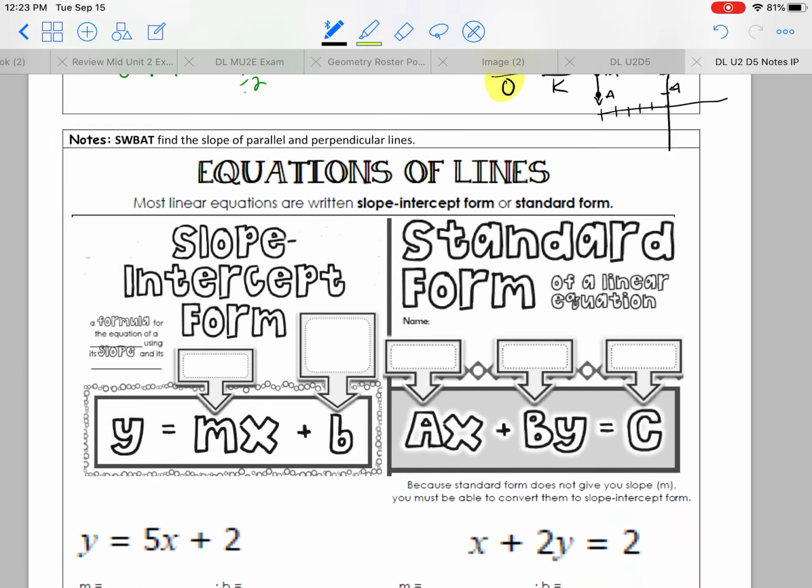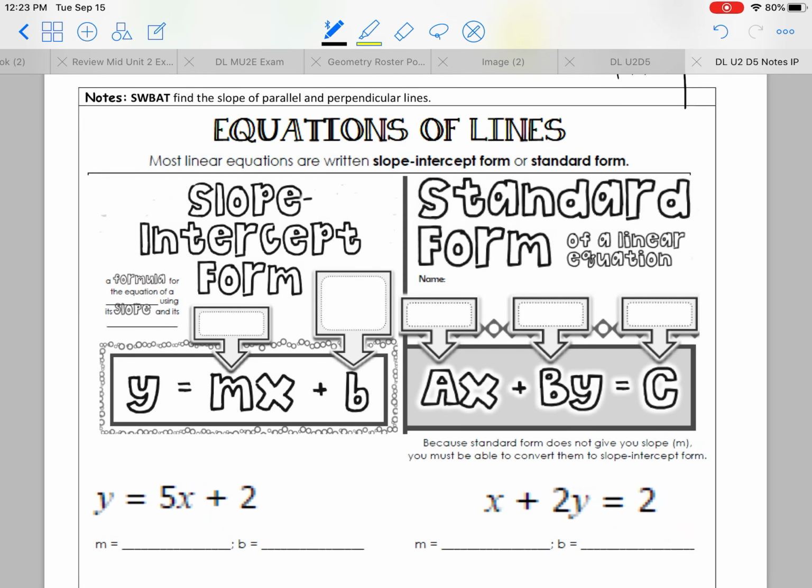All right, so the objective for today: students will be able to find the slope of parallel and perpendicular lines. What you're learning today is something that you already covered in Algebra 1. We're going to be reviewing equations of lines. Most linear equations are written in slope-intercept form and standard form. So what is the slope-intercept form?